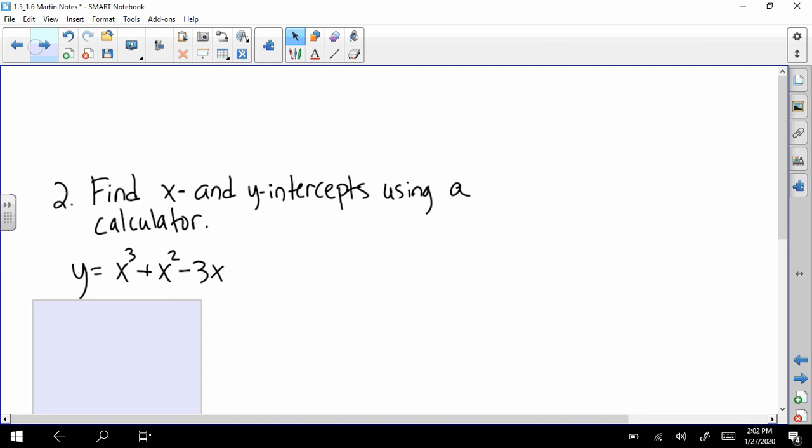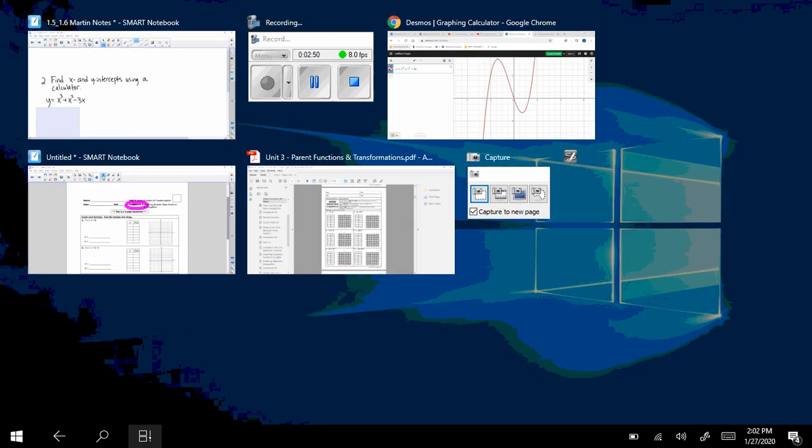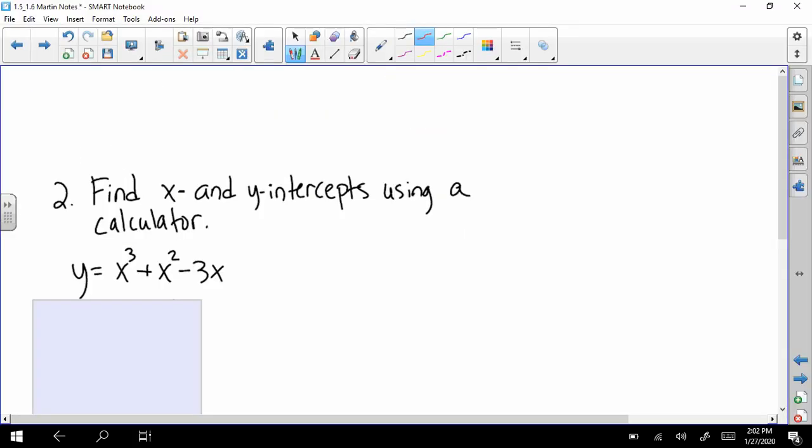Next one. Find the x and y intercepts using the calculator. All right, so this would be a good place for you to pull up your graphing calculator from the front. Borrow one from me. This is Algebra 2 review for most of you. Most of the teachers would have taught you how to find the x-intercepts. I'm going to take a look at it in an easier format here, which is on Desmos.